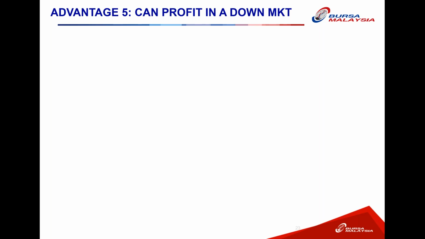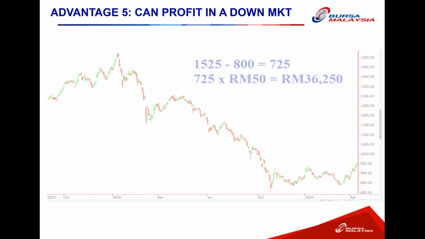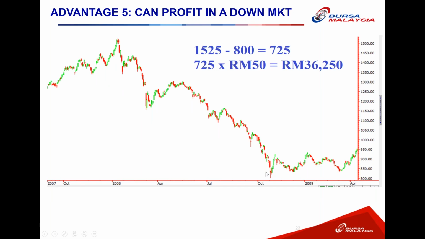Now, for example, in the last financial crisis in 2008, in less than one year, from January 2008 to somewhere in October 2008, the market actually retraced 725 points. If you take 725 points times RM50, each point contributing RM50, for every contract, only one contract, you can make 36,000. This is only one contract.